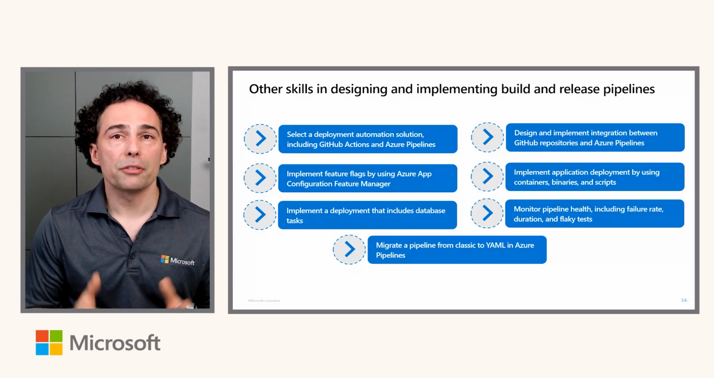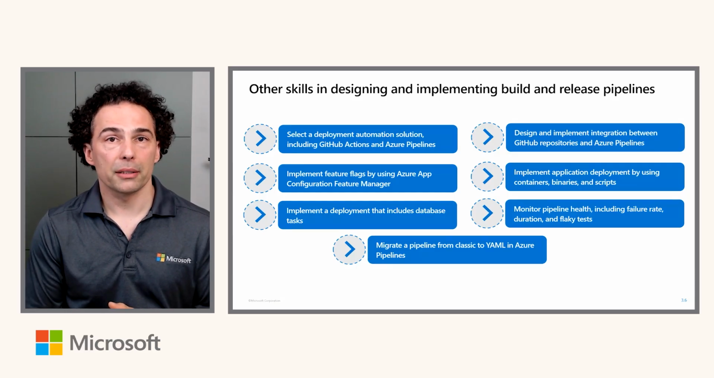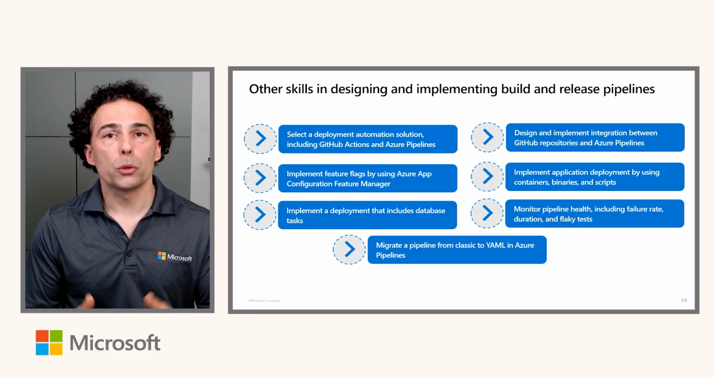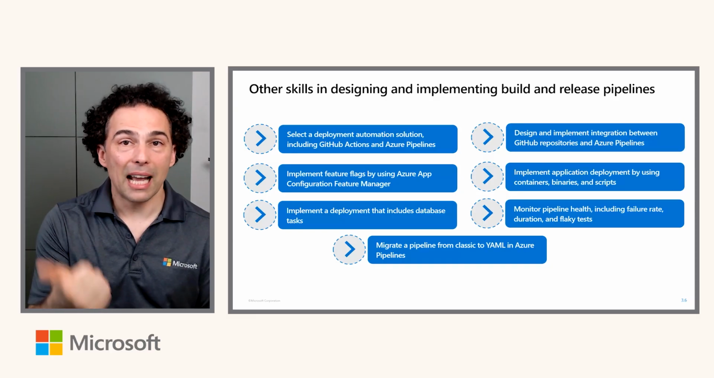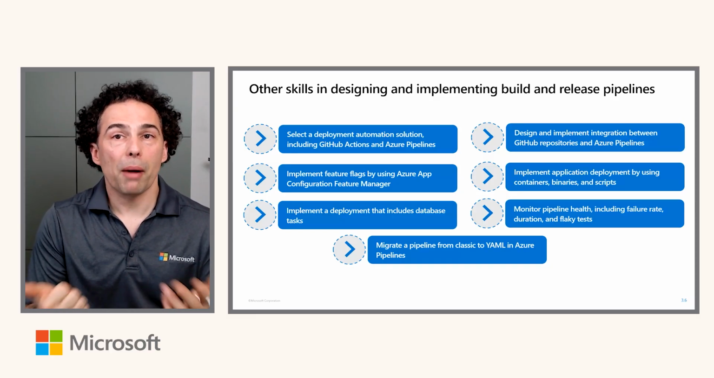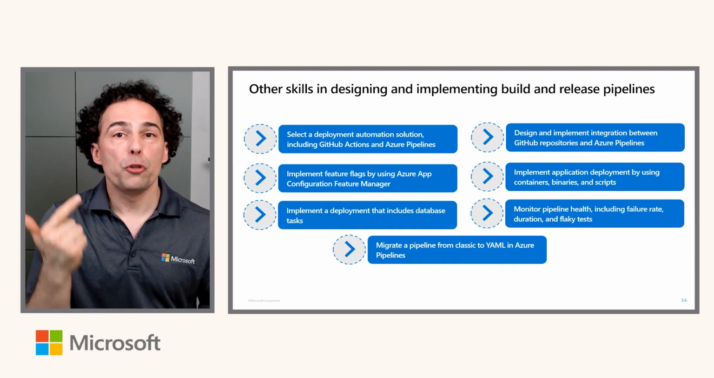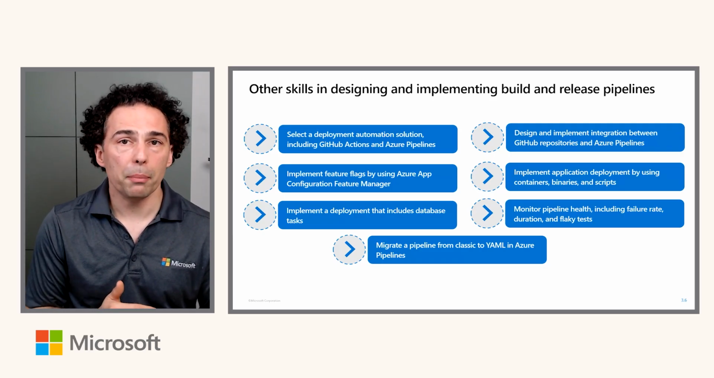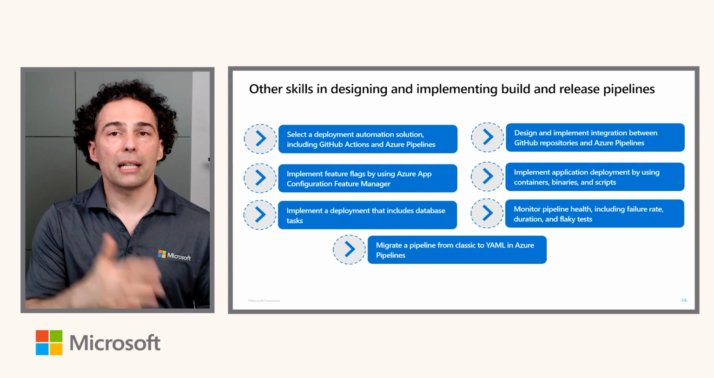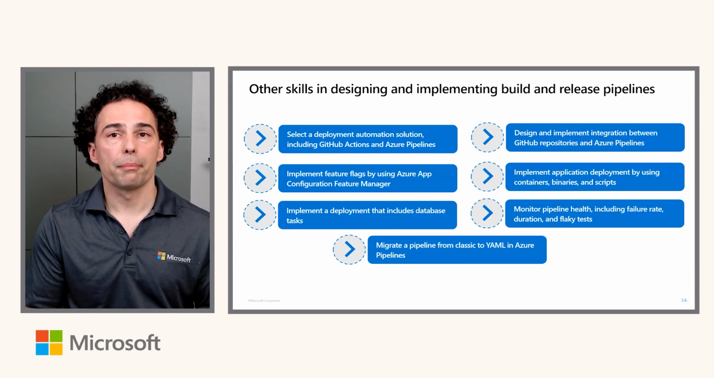Migrate a pipeline from Classic to YAML in Azure Pipelines. Bear in mind the ways to migrate from Classic to YAML in Azure Pipelines. First, create a sample or a template YAML pipeline and adjust it. Second, view YAML snippets of a task and paste them into your existing pipeline. And third, export your classic build pipeline to YAML.